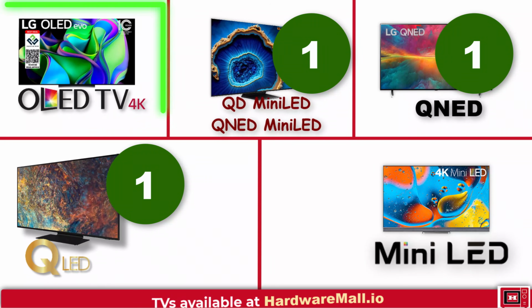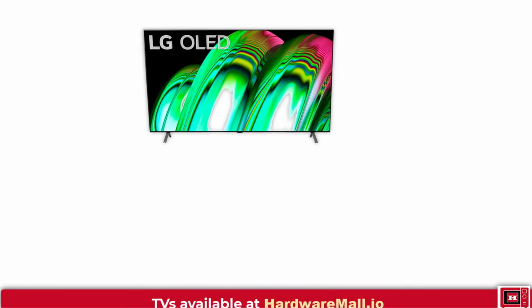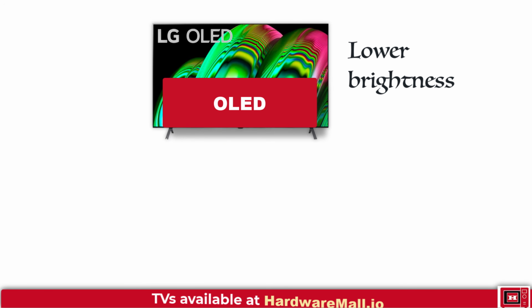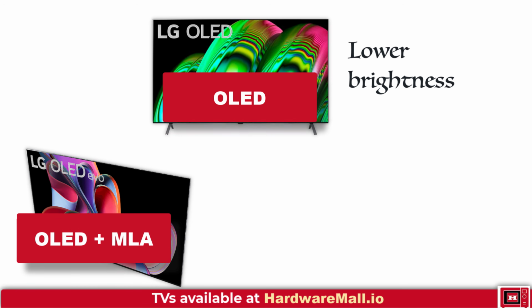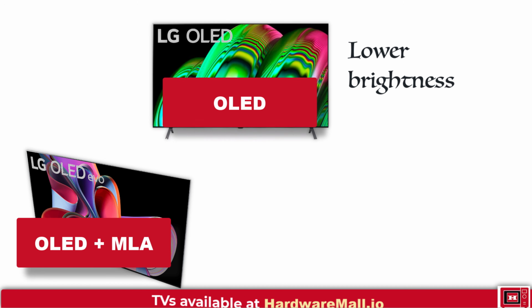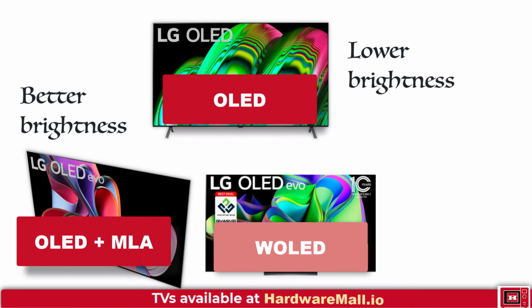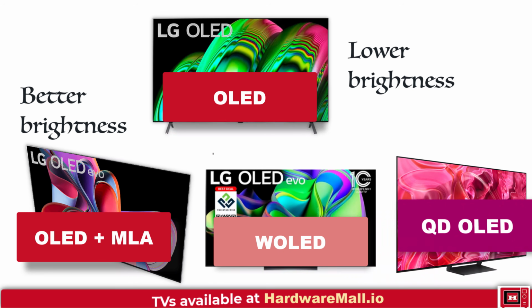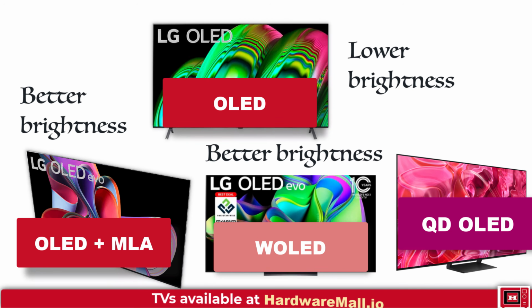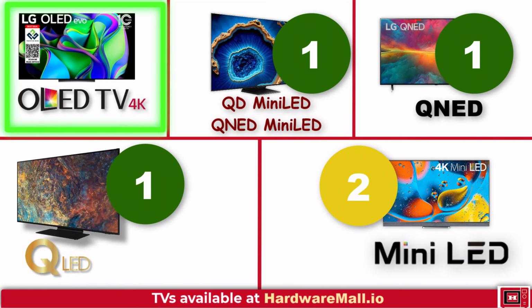When it comes to OLED, we have to be a bit more detailed and specific. For example, normal OLEDs like LG's A series would struggle with brightness because of internal reflections within the OLED panel. OLEDs with MLA, like what you see in the LG G series, would deliver a brightness level that can almost match QLED. White OLED or WOLED, like you'd see in LG C3 and upwards, and quantum OLED like you'd see in Samsung S95C would also match the brightness of other display types. So let's just say all TVs are bright except the base OLEDs.